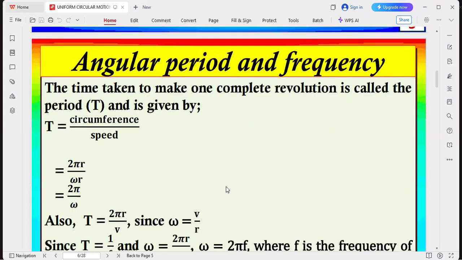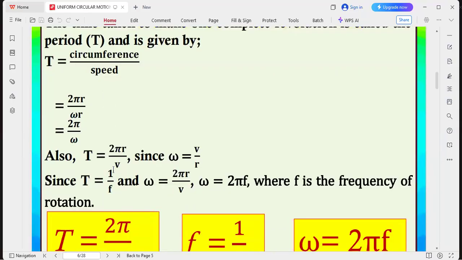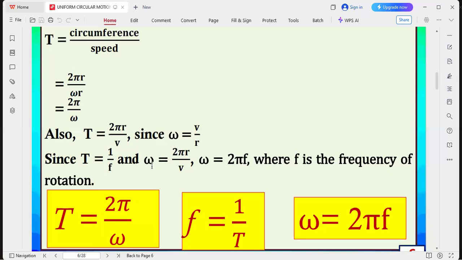This one I've already talked about: angular velocity, periodic time, and frequency. I've already explained that when a particle or a body makes a complete oscillation, omega can be equal to 2 pi over T, or omega equals 2 pi f. This is what has been written here. Omega equals 2 pi f, and omega equals 2 pi over T.